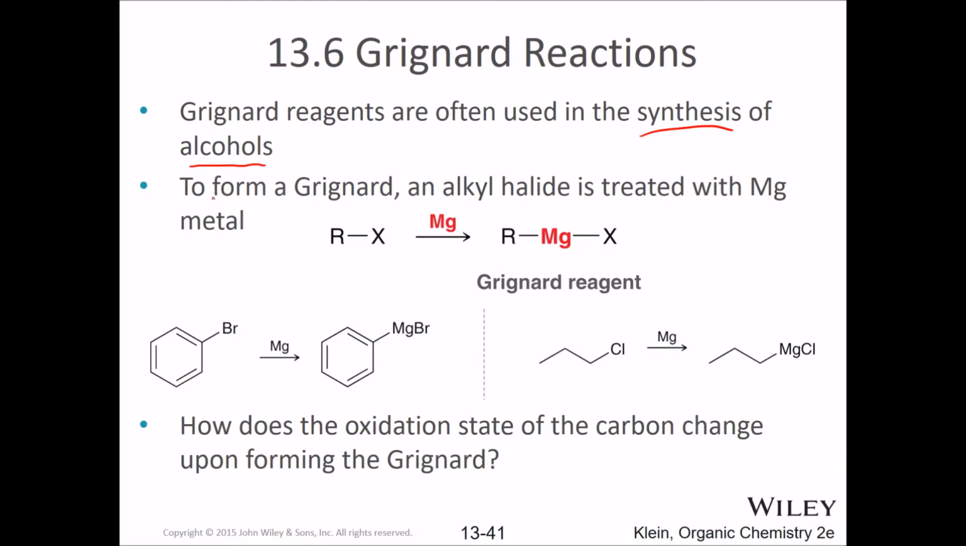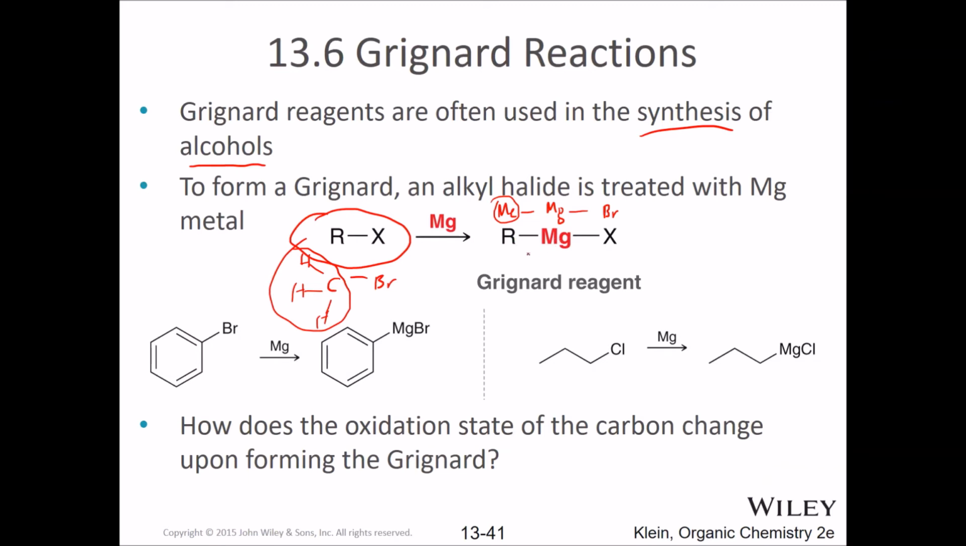So to form a Grignard, we do this, right? So what is a Grignard? Well, a Grignard is we take an alkyl halide, which could be methyl bromide, and we treat it with magnesium metal, and we get this monster. So this would be the bromide, that's this right here. Here's my methyl. So this is how we make a Grignard reagent.